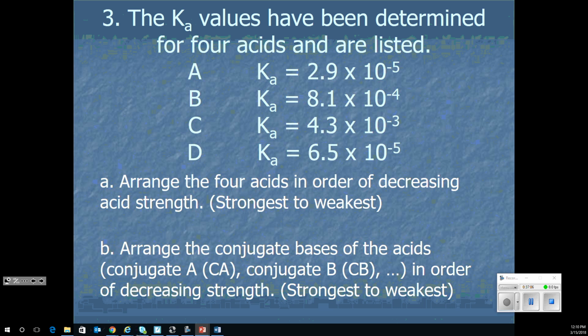Almost there. So Ka values, we need to be able to look at them and say which one's the strongest, which one's the weakest. This will be like a problem on the test. So how do I tell which one's the strongest? What's the biggest number on here? Remember, biggest number has the lowest negative, right? So C is the strongest. What's my weakest?